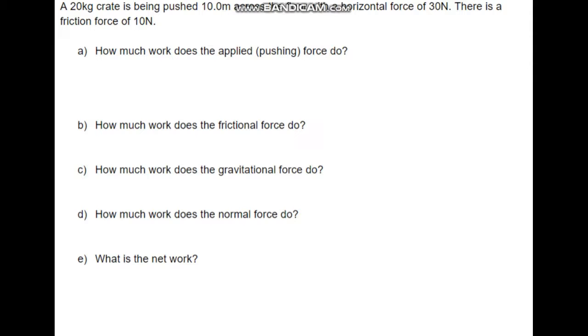So here's a quick example problem for work. A 20-kilogram crate is being pushed 10 meters across the floor with a horizontal force of 30 newtons. There's a frictional force of 10 newtons. How much work does the applied force do?